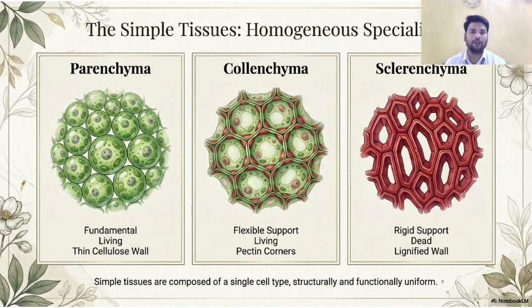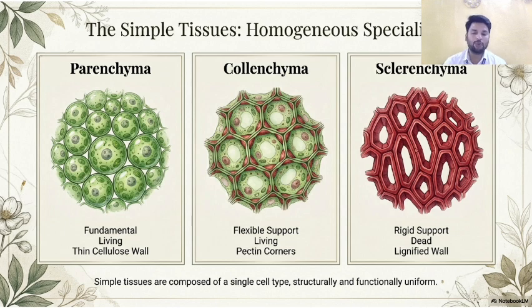Here is a figure of the simple tissues. First is parenchyma, which is fundamental, living, with thin cellulosic walls. Intercellular spaces are present between the parenchymatous cells. Collenchyma provides flexible support; it is also living, but the cell wall is mainly made of cellulose as well as pectin at the corners. And the last one is sclerenchyma. Intercellular space is absent here; it provides rigid support and is dead in nature due to the lignified cell wall, like xylem tissue.